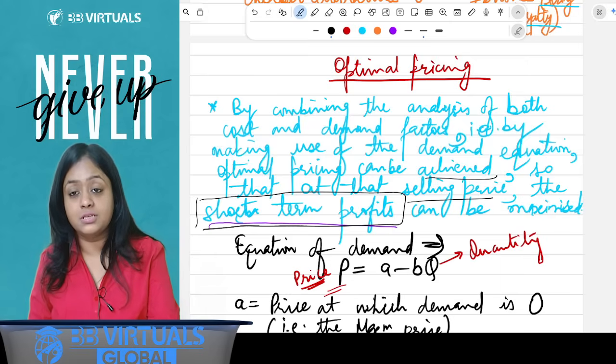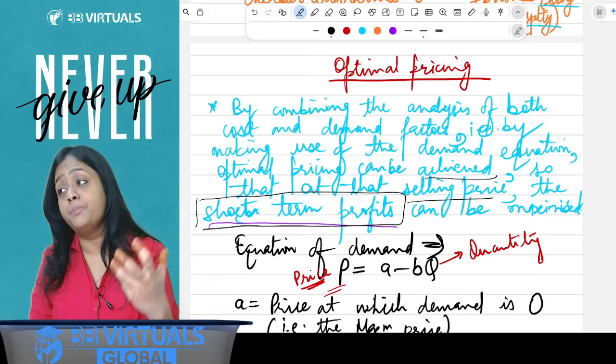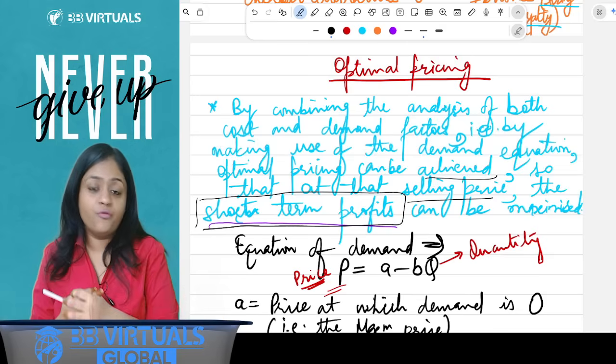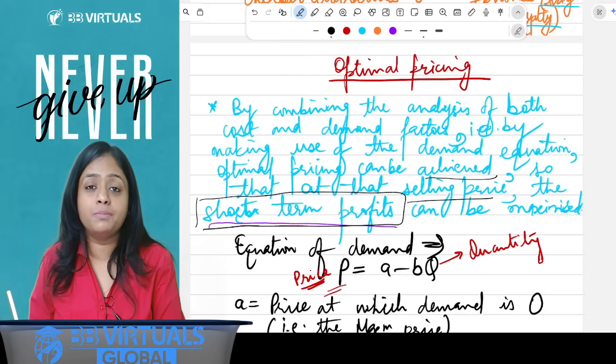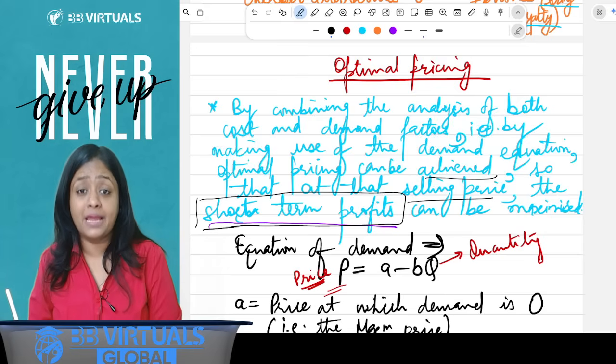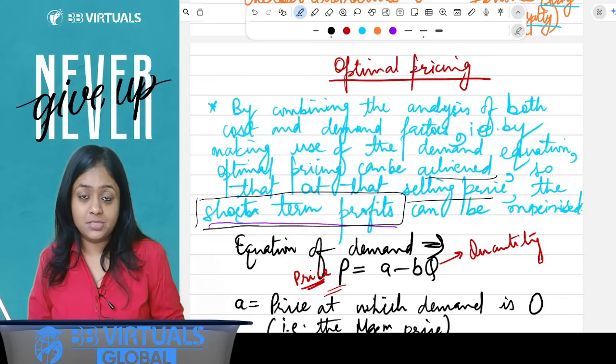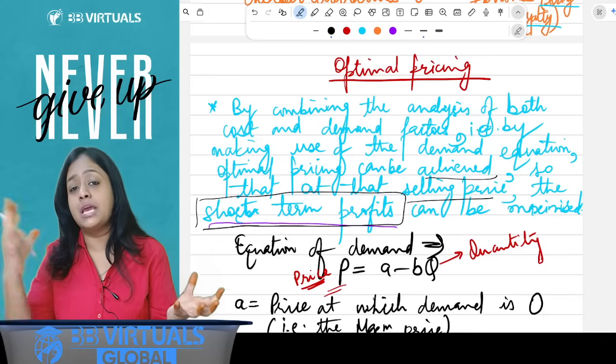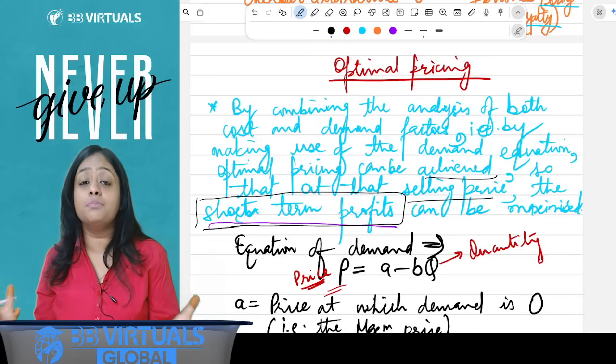So what is that point? What is the point for optimum, at which your profits are maximized, and that we say is optimal pricing. So we would like to fix that price where my profits are maximized. So now here I will equate cost and revenue, cost and demand equation.